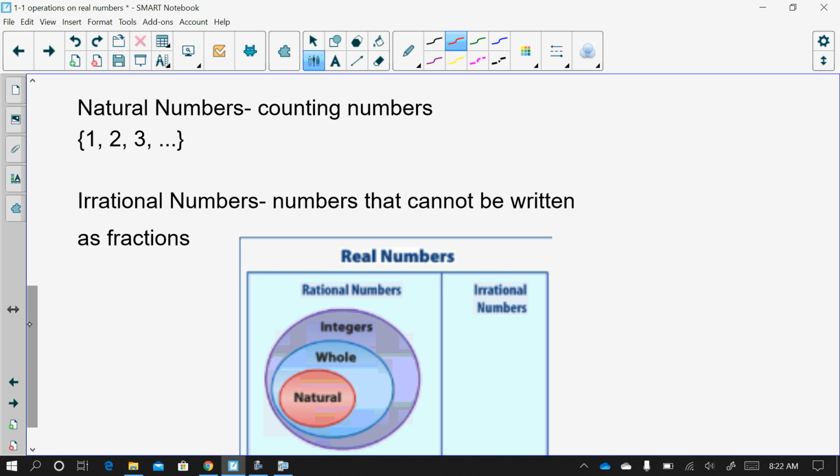The other type of number we're going to talk about in this class are irrational numbers. Irrational numbers are numbers that cannot be written as fractions. An example here would be pi or the square root of 10, something that goes as a decimal on and on forever. You cannot write it as a fraction.